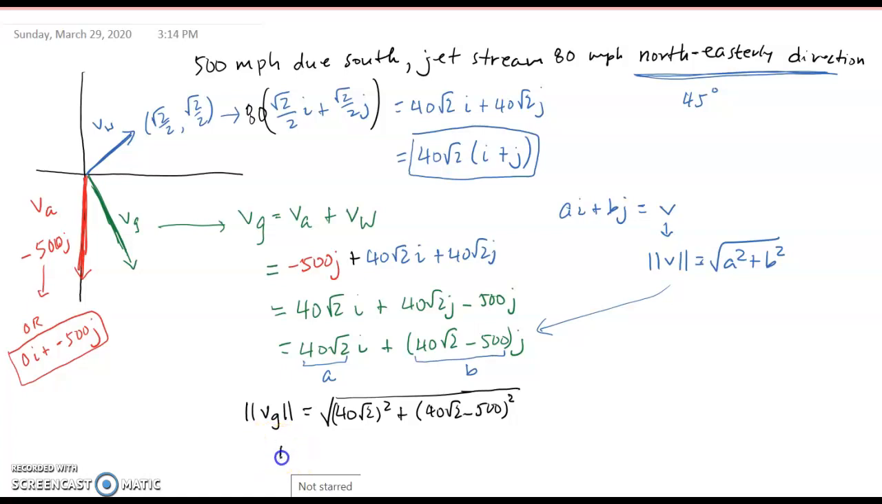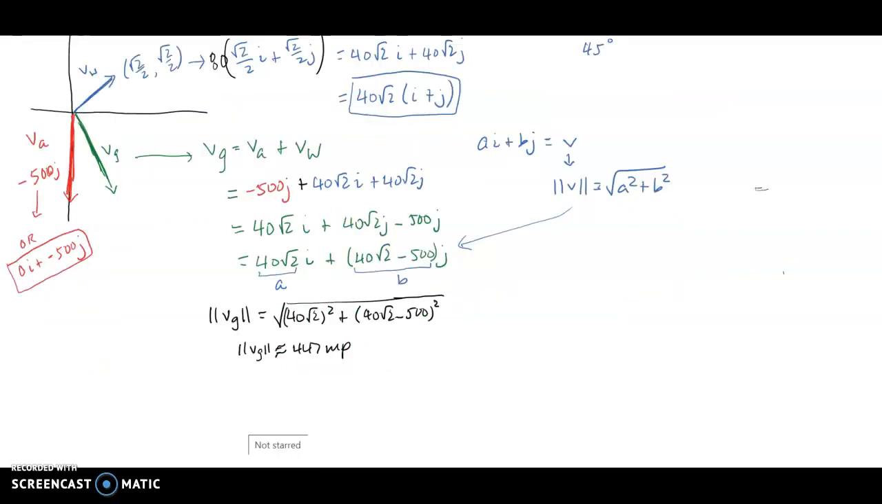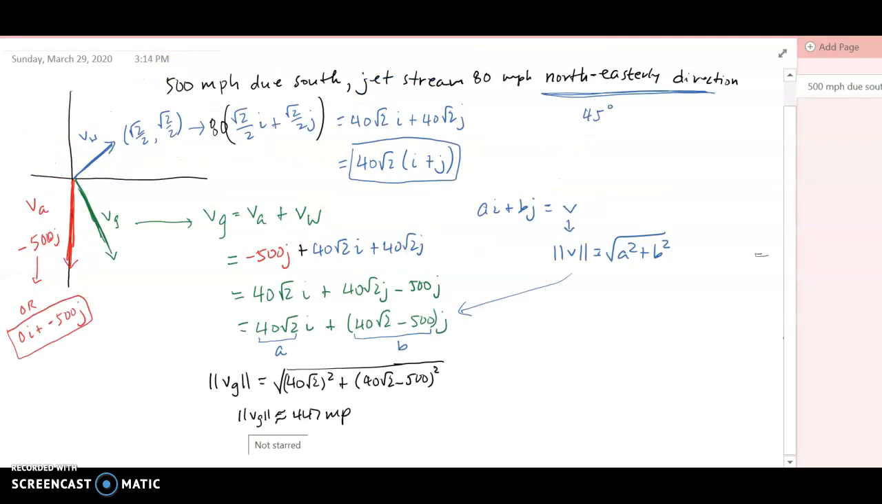When you do that, for your actual speed here, and hopefully you enter things correctly, I suggest that you try it on your own. Get familiar with doing these on the calculator, and you should get approximately 447 miles per hour. So that's the actual speed of the airplane relative to the ground.